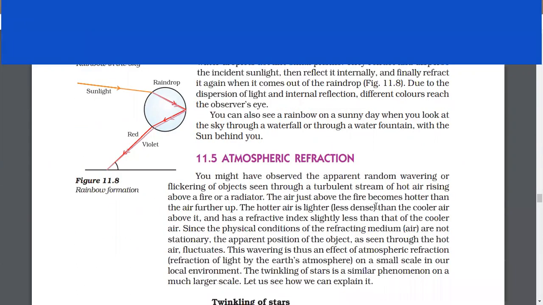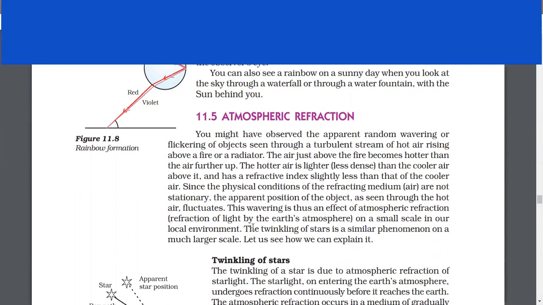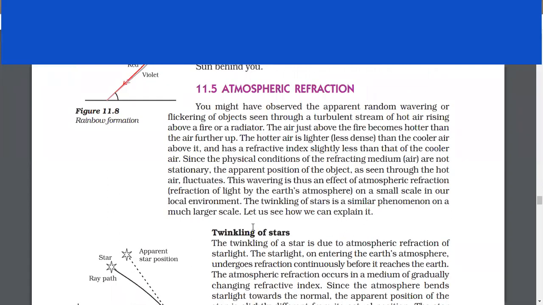Atmospheric refraction. You might have observed the apparent random wavering or flickering of objects seen through a turbulent stream of hot air rising above a fire or a radiator. The air just above the fire becomes hotter than the air further up. The hotter air is lighter than the cooler air above it and has a refractive index slightly less than that of the cooler air. Since the physical conditions of the refractive medium are not stationary, the apparent position of the object as seen through the hot air fluctuates. This wavering is thus an effect of atmospheric refraction on a small scale in our local environment.